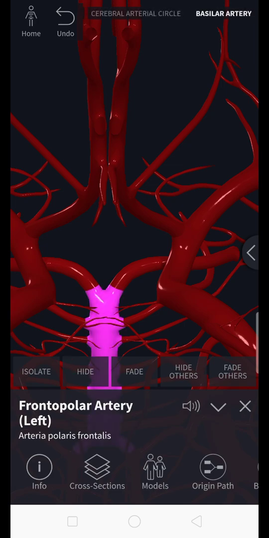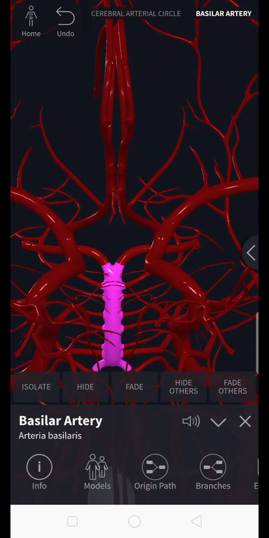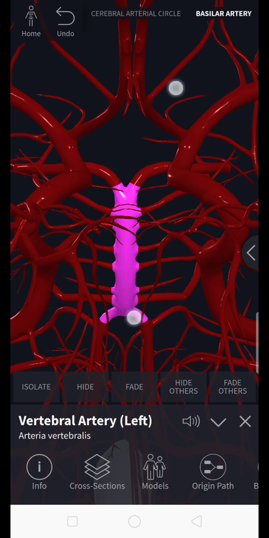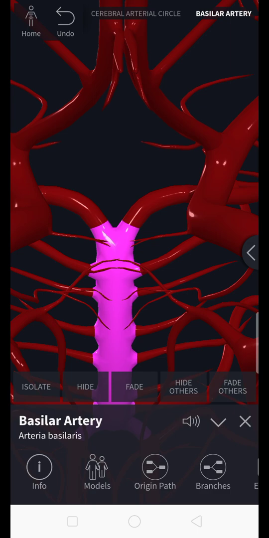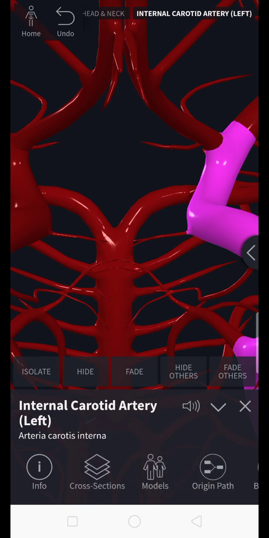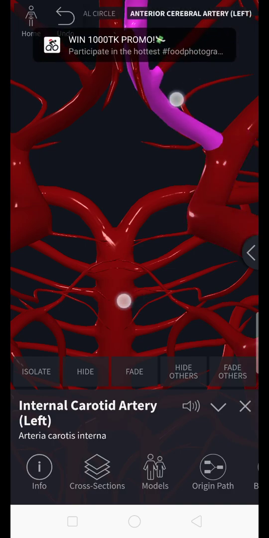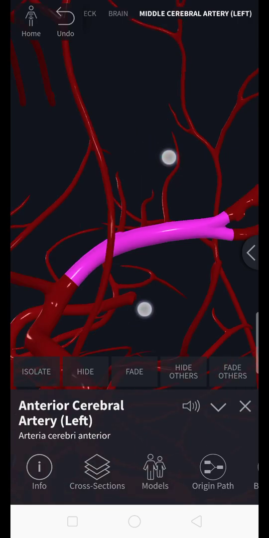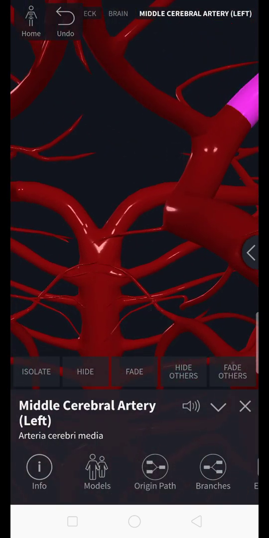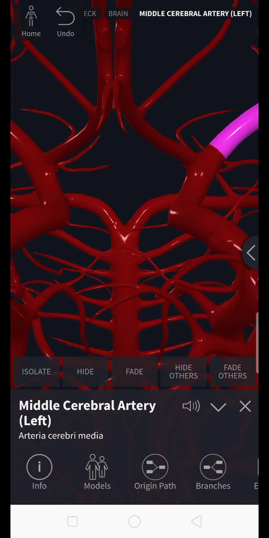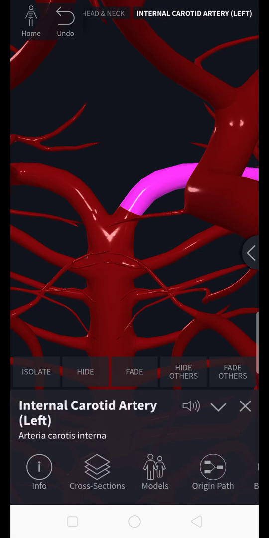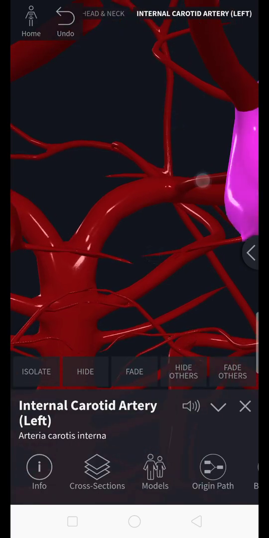So this is the basilar artery. Now we'll show it again. The 2 vertebral arteries unite and form the basilar artery, and the basilar artery continues and forms the posterior cerebral artery, and this is the internal carotid artery. The internal carotid artery gives anteriorly the anterior cerebral artery, and in the middle, the middle cerebral artery. The anterior cerebral arteries of the right and left side are connected by the anterior communicating artery, and the posterior cerebral artery and internal carotid artery are communicated by the posterior communicating artery.